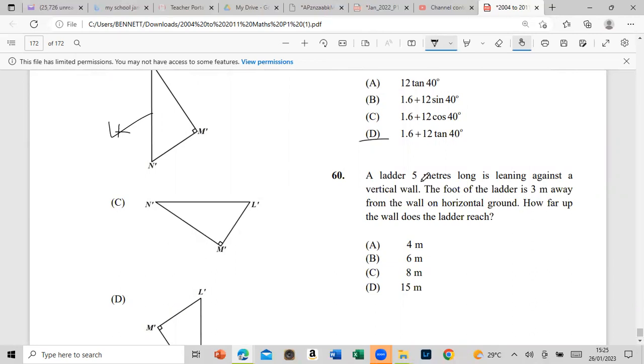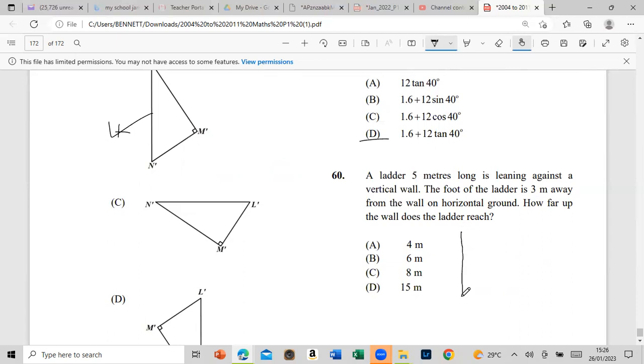Alright, a ladder of 5 meters long is leaning against a vertical wall. The foot of the ladder is 3 meters away from the wall on horizontal ground. How far up the wall does the ladder reach? Let's try to draw it. A ladder of 5 meters long is leaning against a vertical wall.